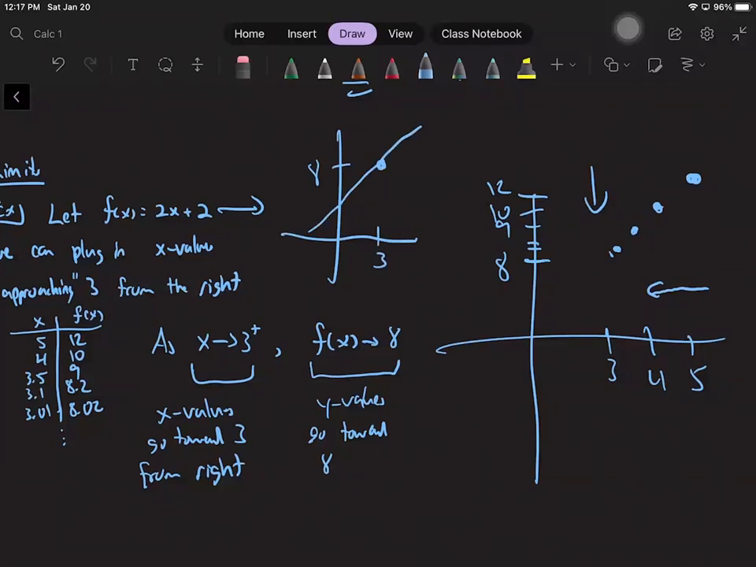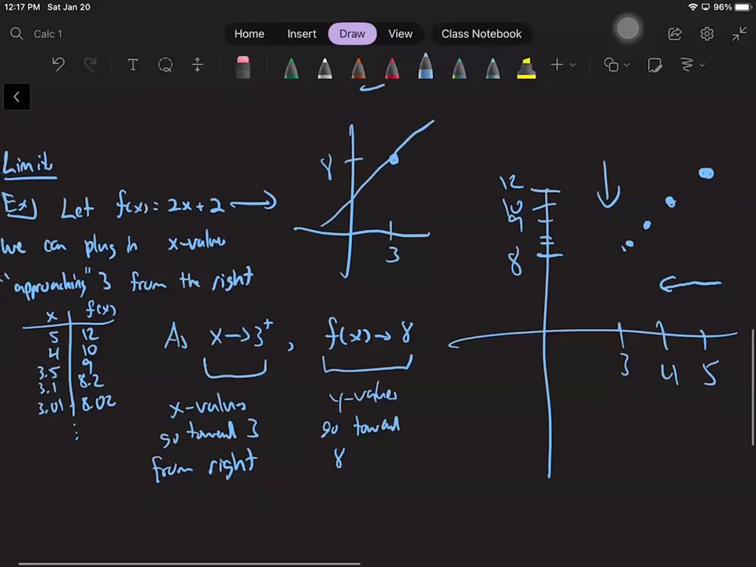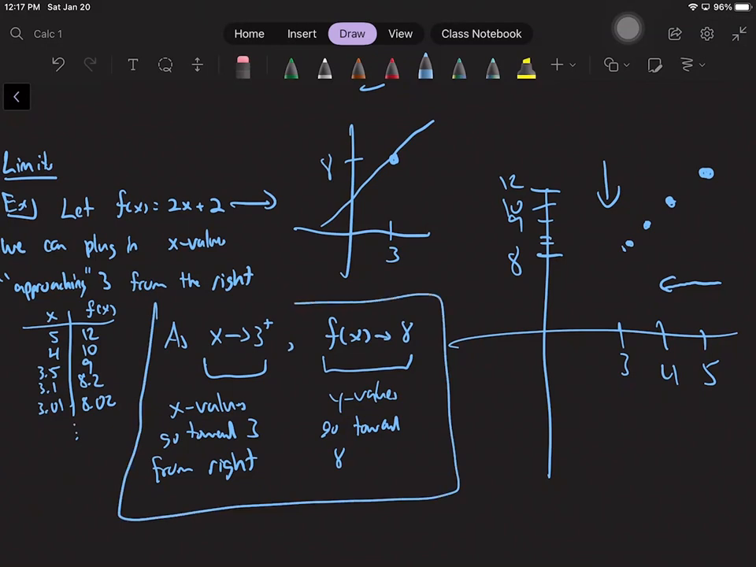Which is not a coincidence, and it is related to the limit. But right now we just want to think about limits. We don't want to think about actually plugging in 3. We want to think about this kind of concept here.